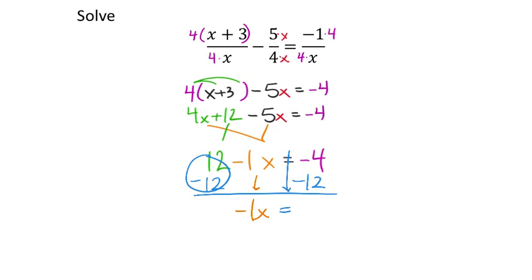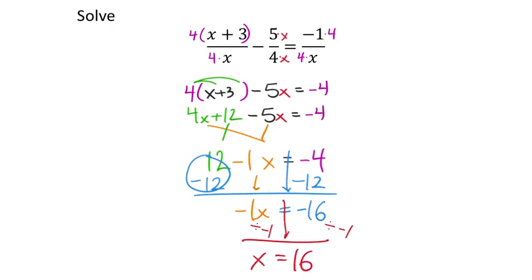Negative 4 minus 12 is negative 16. And then finally, on this one, I'm going to force the coefficient of x to become a phantom 1 by dividing the negative 1 coefficient by itself. If I do it to one side, I have to do it to the other side. I'm showing the division a little differently, but negative 16 divided by negative 1 is positive 16.